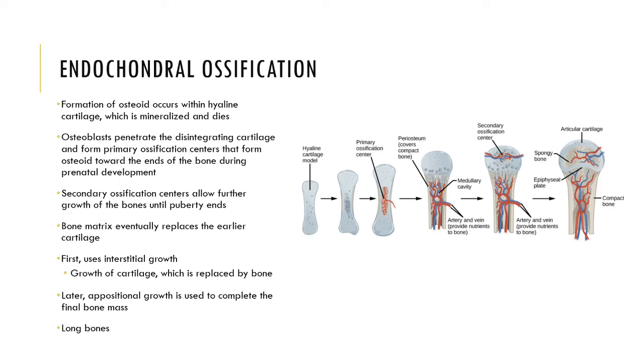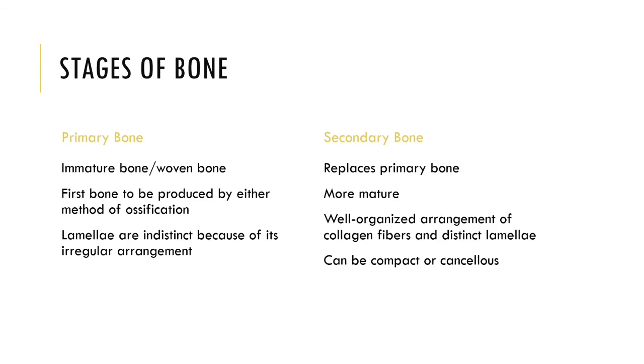Bone matrix is what eventually replaces the earlier cartilage. This process uses two types of growth. The first is interstitial growth, which is when cartilage is replaced by bone, and then later appositional growth is used to complete the final bone mass. Endochondral ossification is used in the development of long bones.